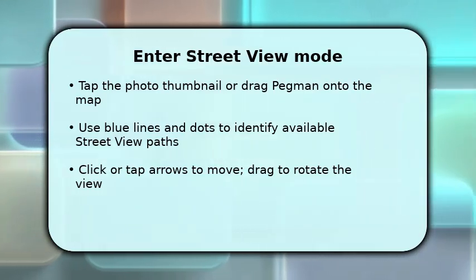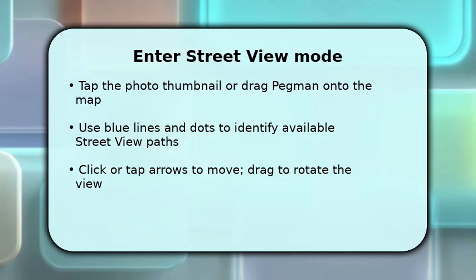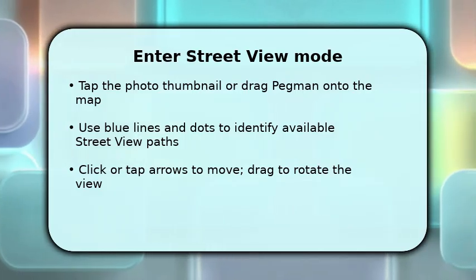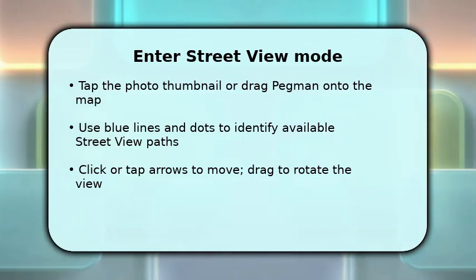Once inside Street View, use on-screen arrows or swipe to navigate along the road and drag to look around. Make sure to use the zoom control or scroll wheel to change perspective. This step gives you ground-level context and the ability to inspect details.